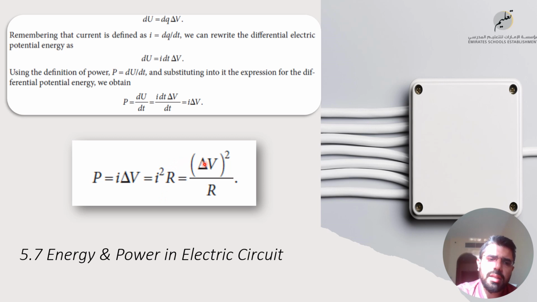Also, the power can be written in a third way: delta V squared over the resistance. So how do we choose which equation to select in a problem? It always depends on the given. If they gave me the resistance and the current, of course I use this equation. If they gave me the voltage and the resistance, I use this equation. You can play with the equation as you want, depending on the given.